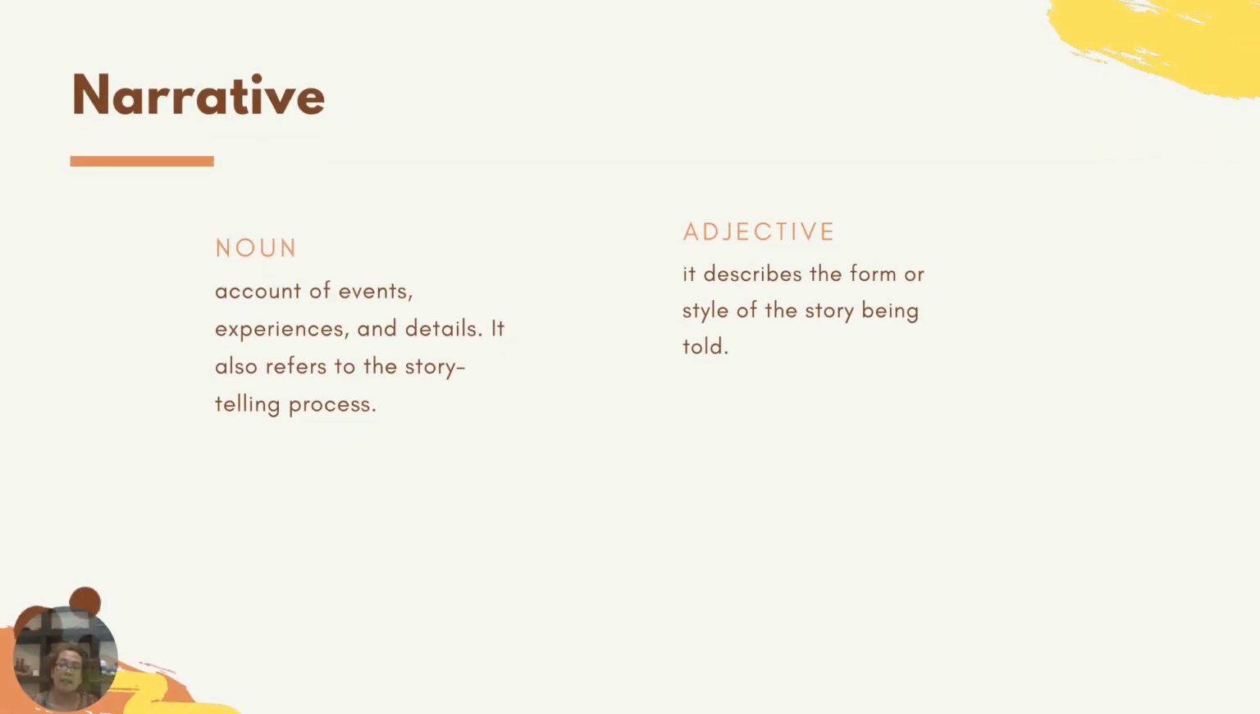Now let's see how narrative can be used in a sentence. Here, narrative can be used as a noun or it can also be used as an adjective. When you write narrative as a noun, it means an account of events, an experience, or the details of an experience. So generally it tells you about the storytelling process. But when we talk about the adjective, it describes the form or style of the story being told.